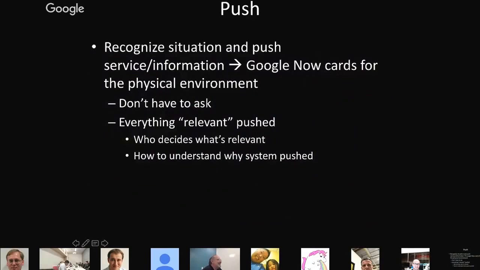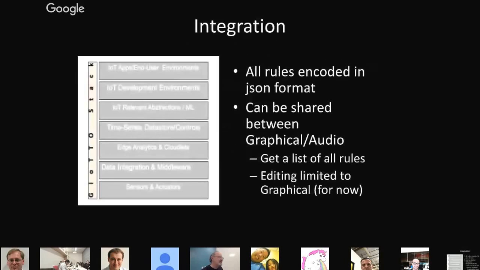All right, so here you don't have to ask for anything because things are pushed to you. You don't have to find out what's augmented because things get pushed to you. But then you introduce these other problems about figuring out what's relevant in a given situation, and then how do you understand why the system pushed you information about Starbucks when you seem to not be anywhere near a Starbucks.